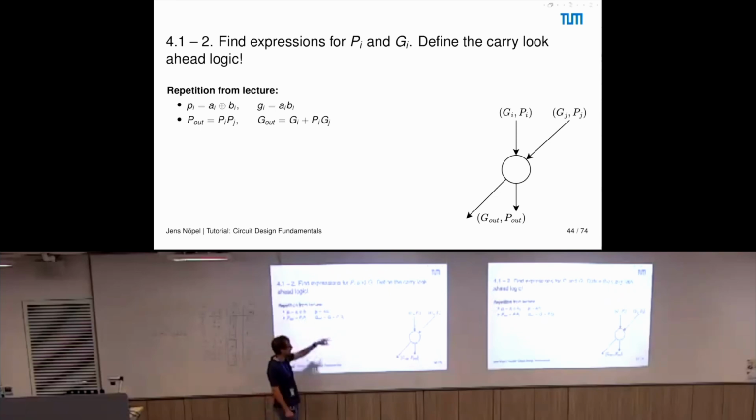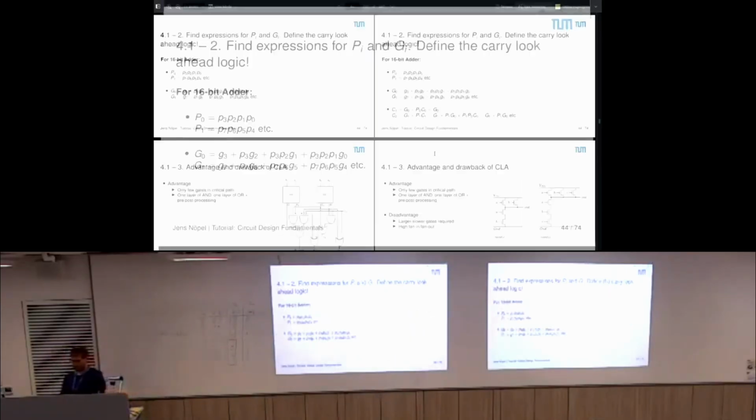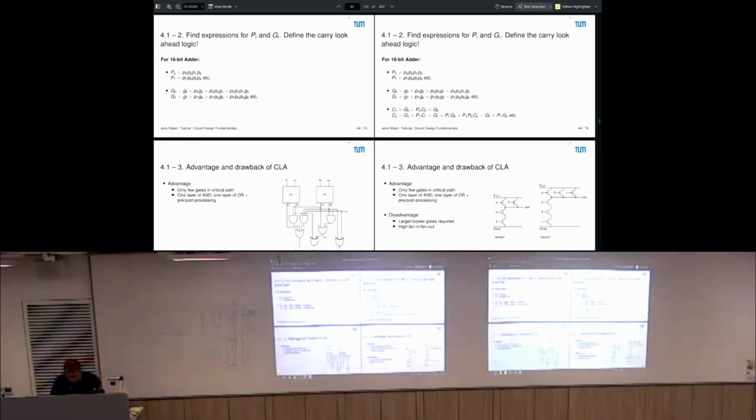And for the G out, it's a little bit different. We now take the generate of the first, so of the left one, and or we have a propagate at the first one and a generate at the second one. So this is just how it also was defined during the lecture, right? And now the question is, maybe one step back to the figure of the question.